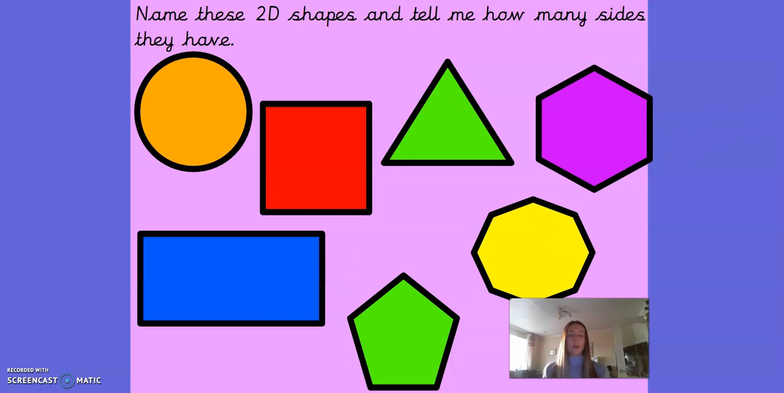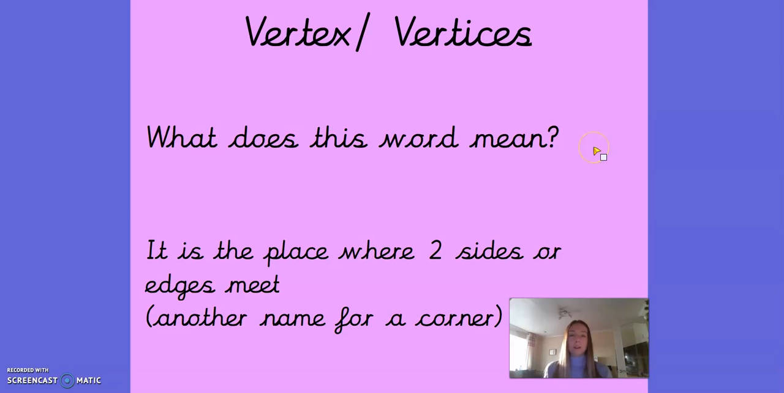So today we're going to be learning about the word vertex or vertices. But what does this word mean? So this is a special maths word, and it's talking about the place where 2 sides or 2 edges meet, and it's a fancy word for a corner.